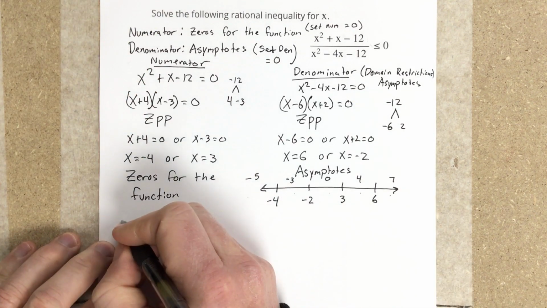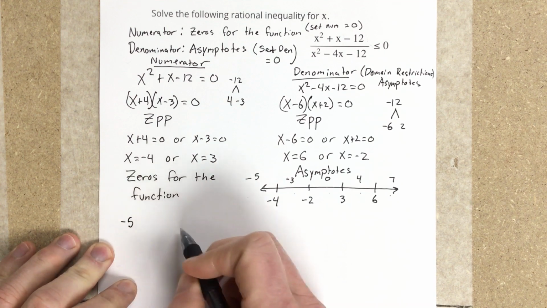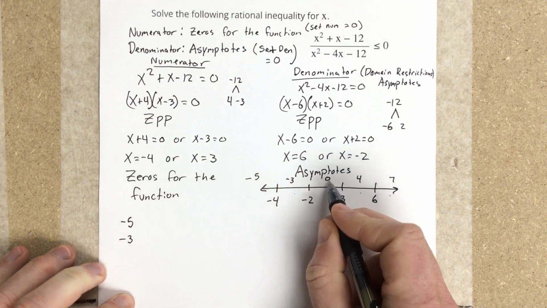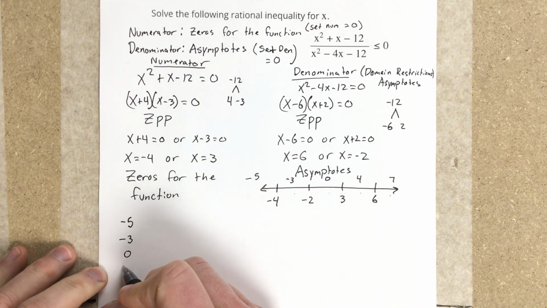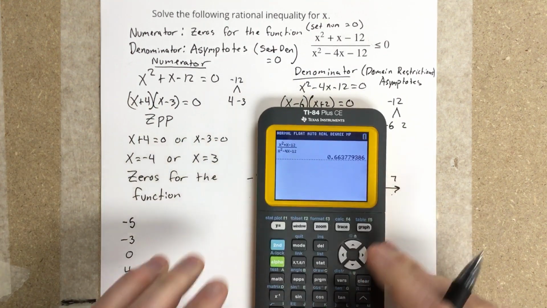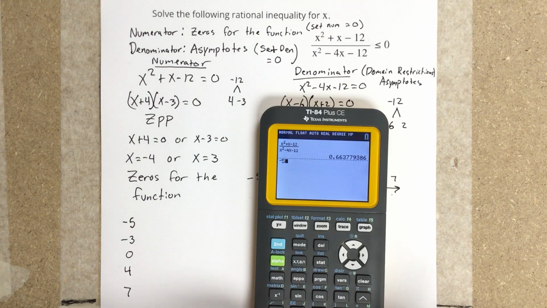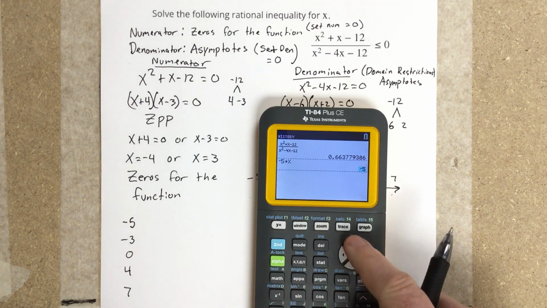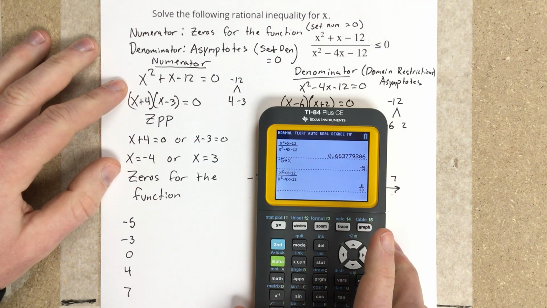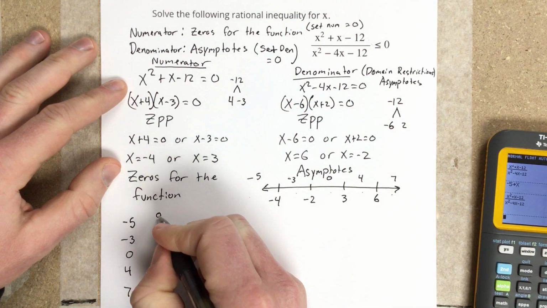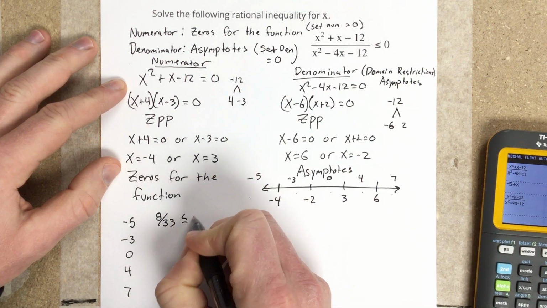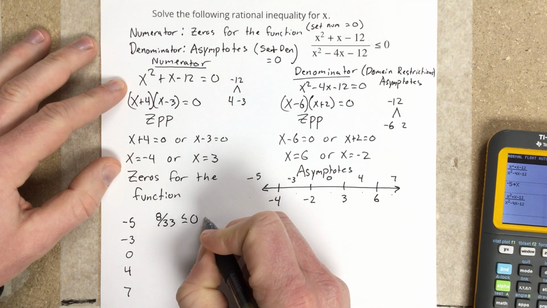I'm going to plug in -5, and I'm going to get some sort of inequality here. Then I'm going to plug in -3, 0, 4, and 7. So let's plug in -5 first. I'm going to store it as x, and then I can click on this function. It tells me I get 8 over 33. So 8 over 33, remember, would be the left side of this inequality. 8 over 33 less than or equal to 0. Is that true or false? That's not true.